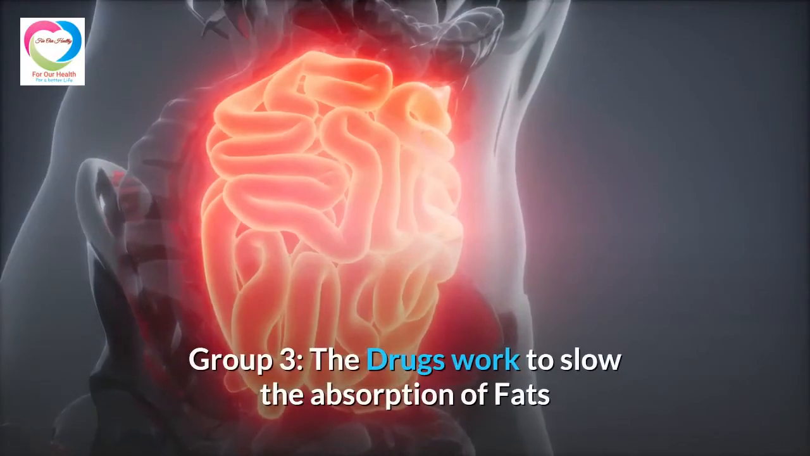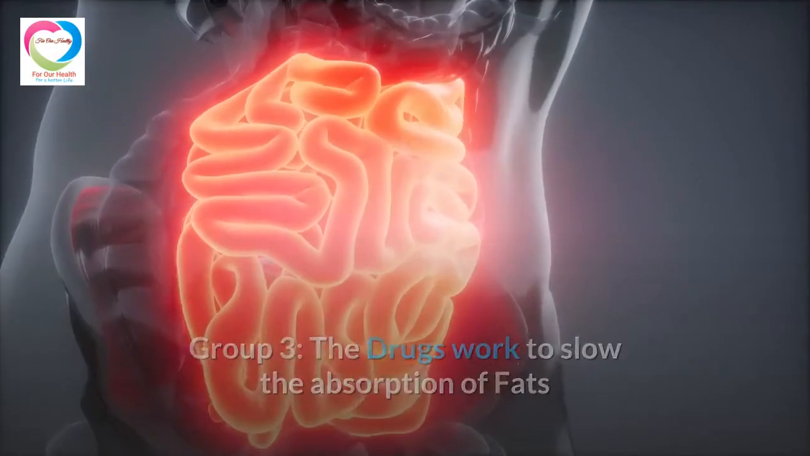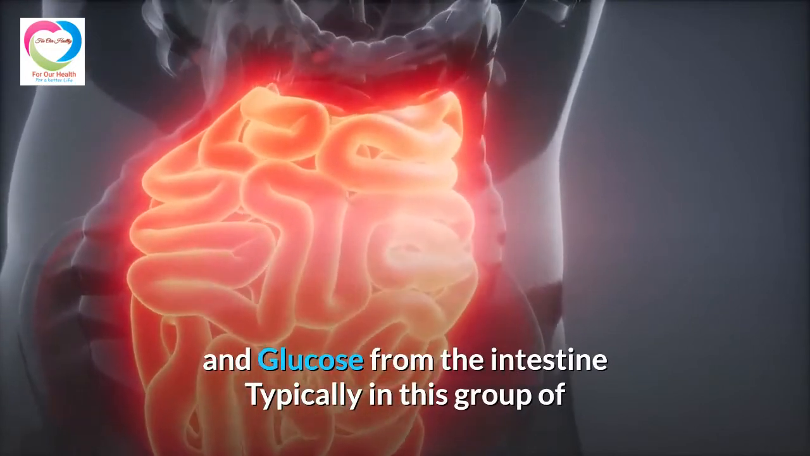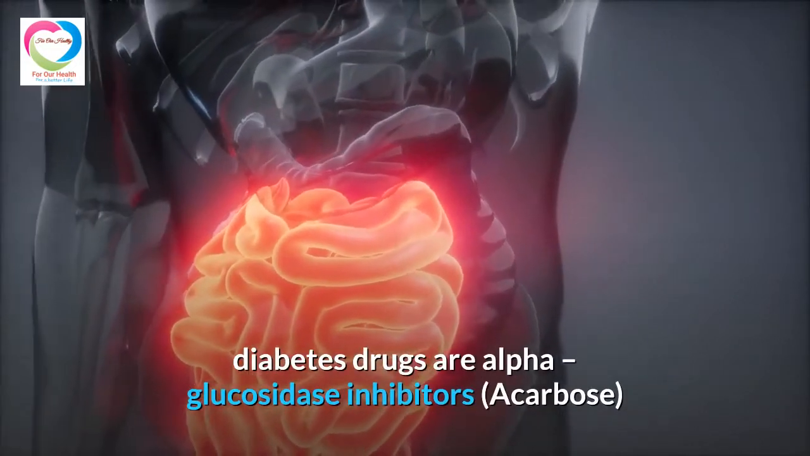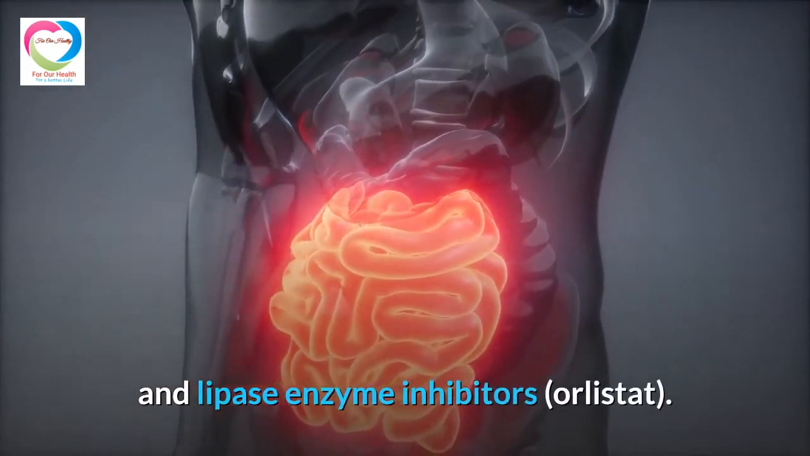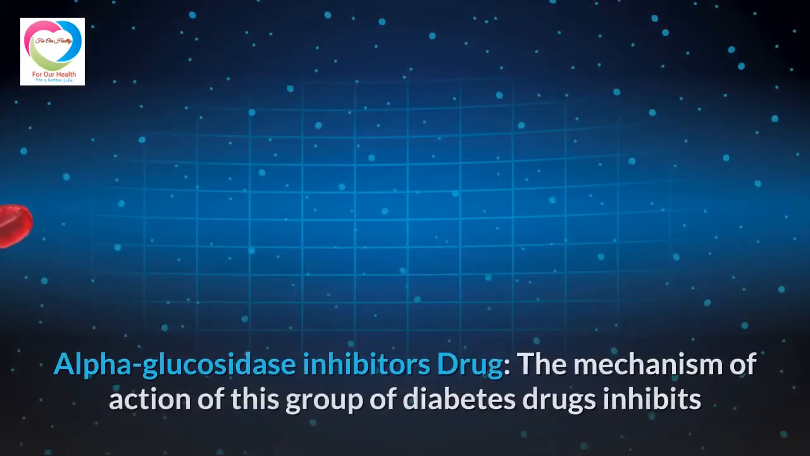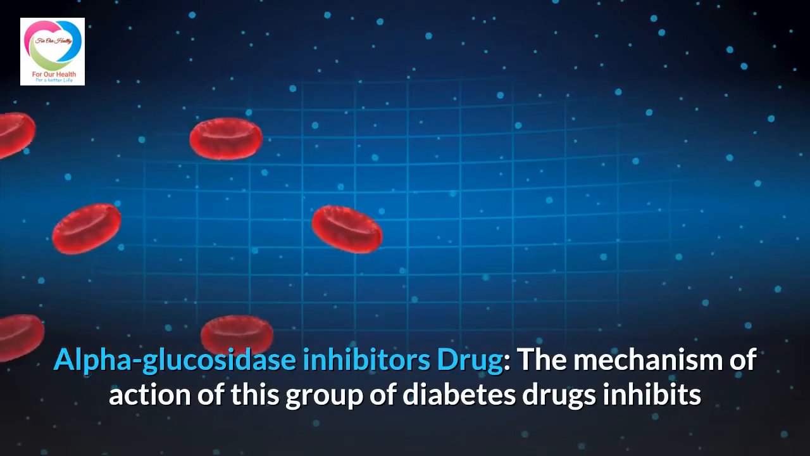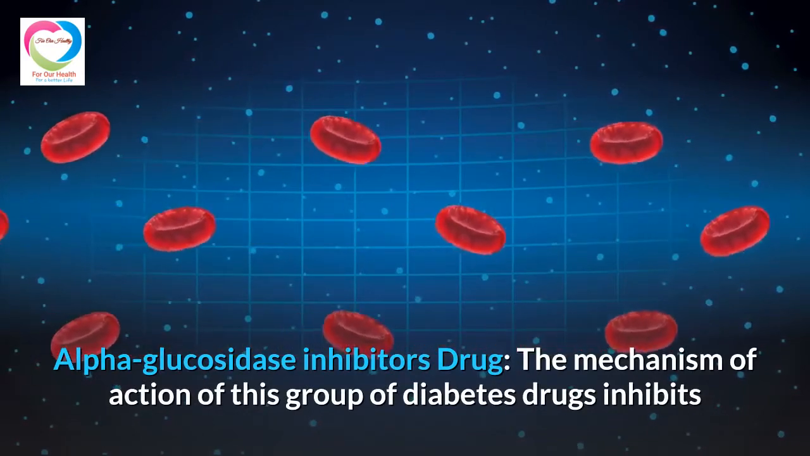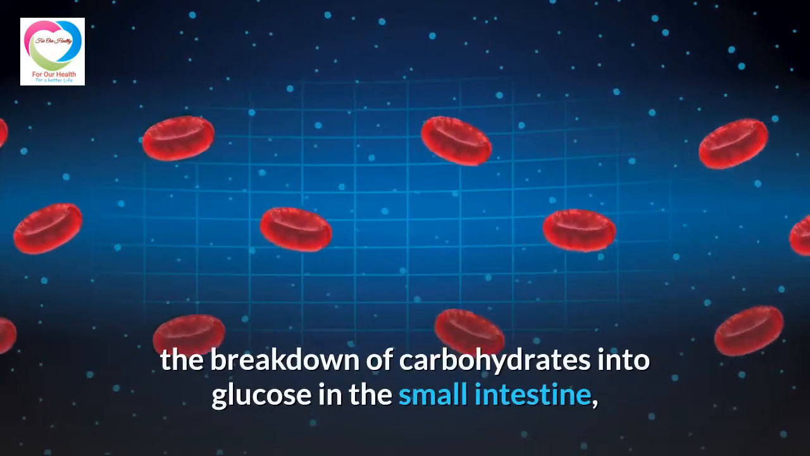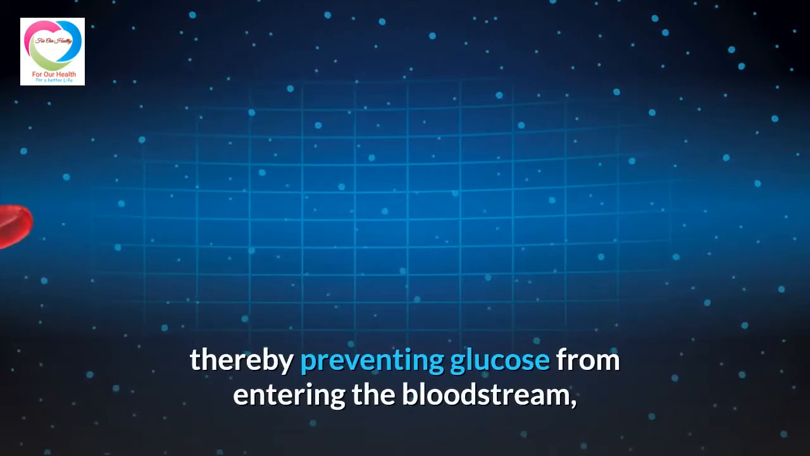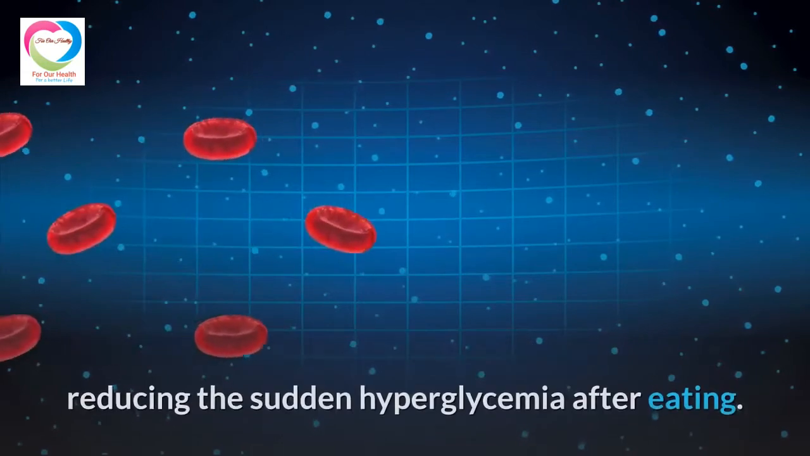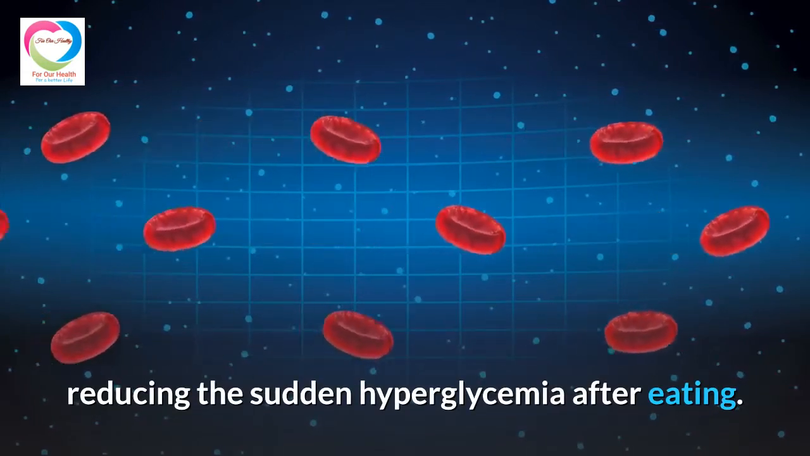Group 3. The drugs work to slow the absorption of fats and glucose from the intestine. Typical in this group of diabetes drugs are alpha glucosidase inhibitors, acarbose, and lipase enzyme inhibitors, orlistat. Alpha glucosidase inhibitors: the mechanism of action of this group inhibits the breakdown of carbohydrates into glucose in the small intestine, thereby preventing glucose from entering the bloodstream, reducing the sudden hyperglycemia after eating.